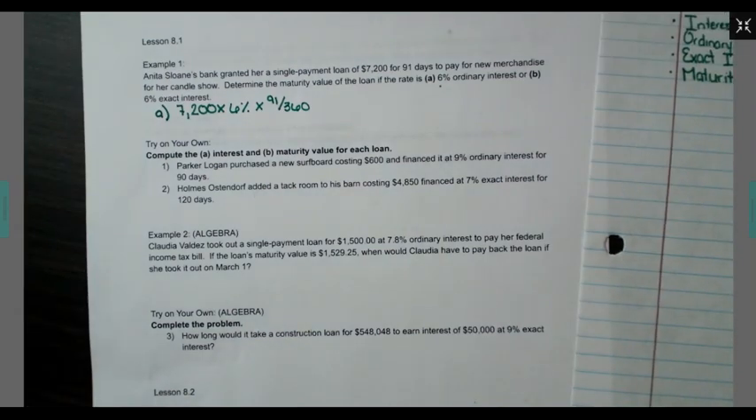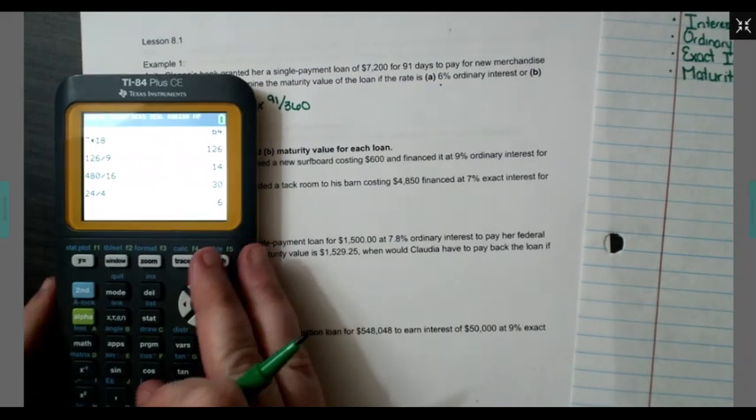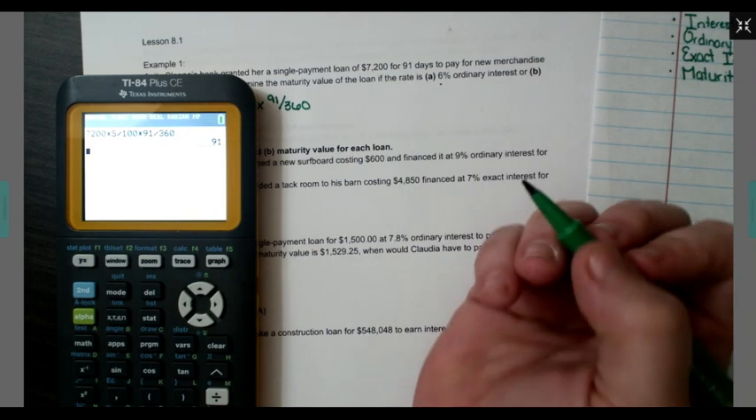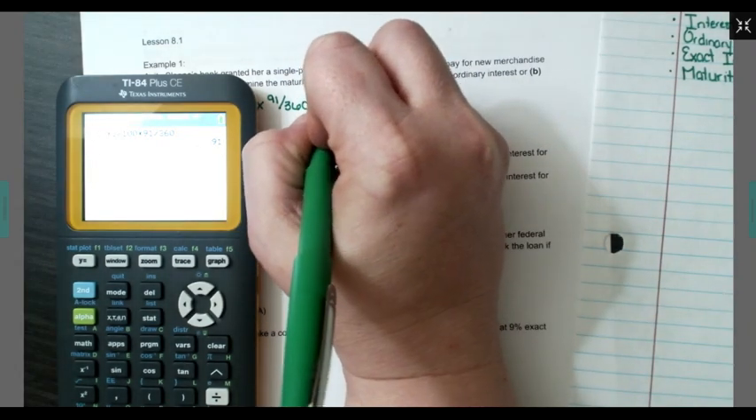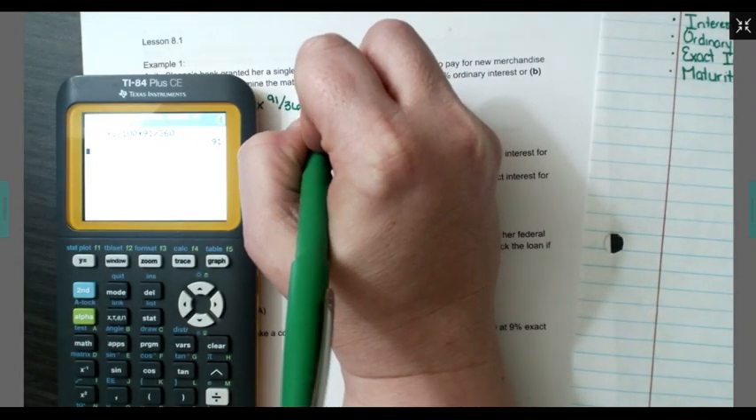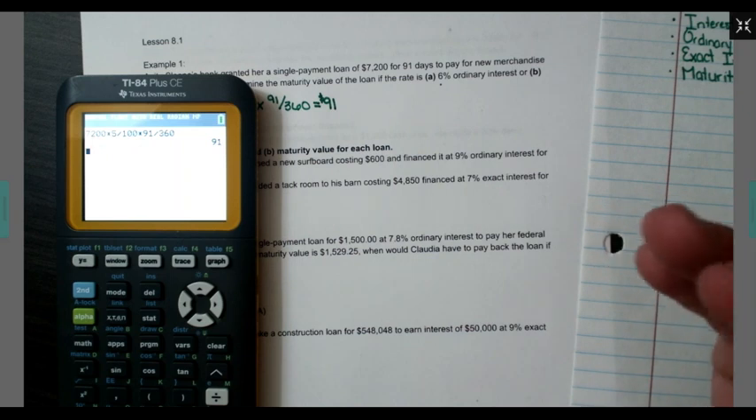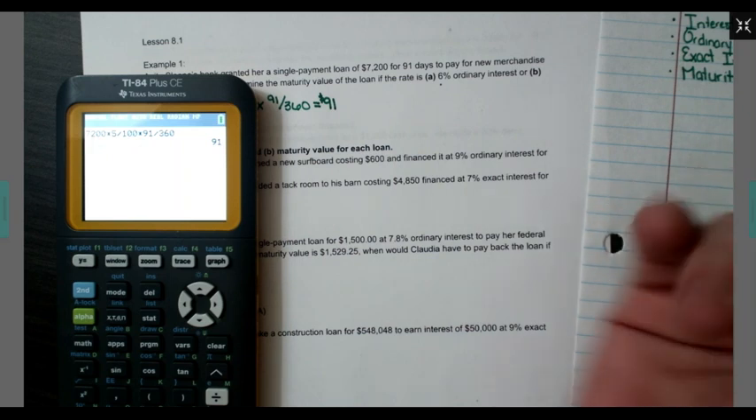Let's grab my calculator here. So we've got 7200 times 5 divided by 100. Remember, we need to change that to a decimal. Times 91 divided by 360 days. So what this is saying is that we have to pay $91 just in interest. This does not include the amount of money that we borrowed for the loan.